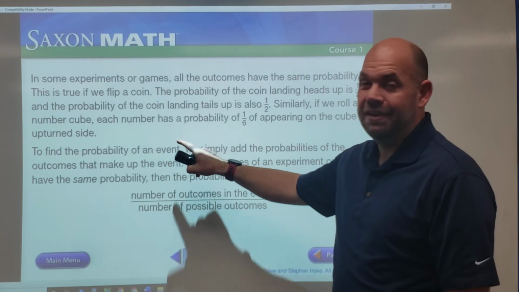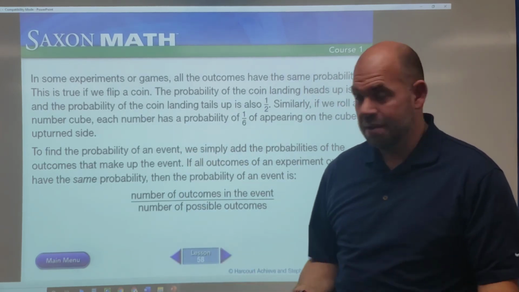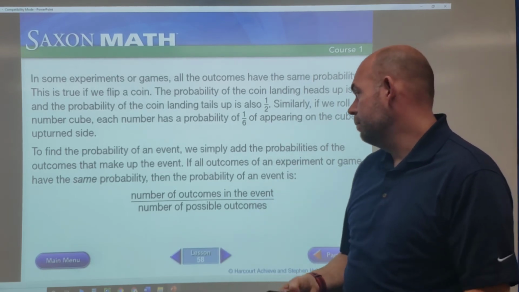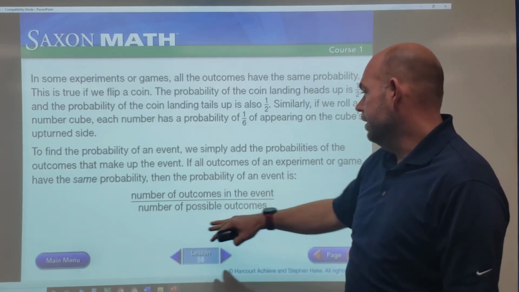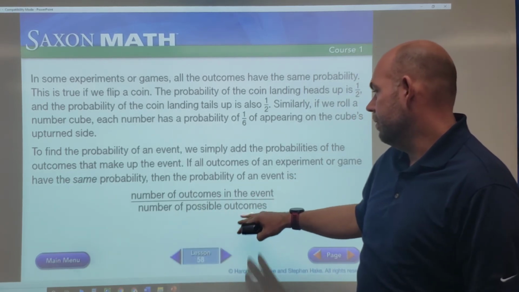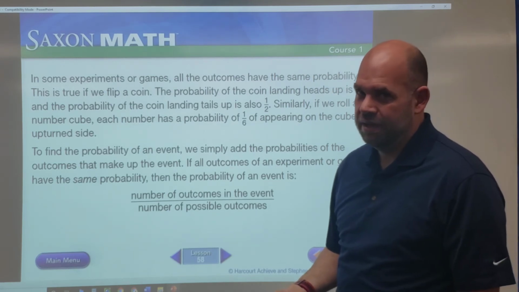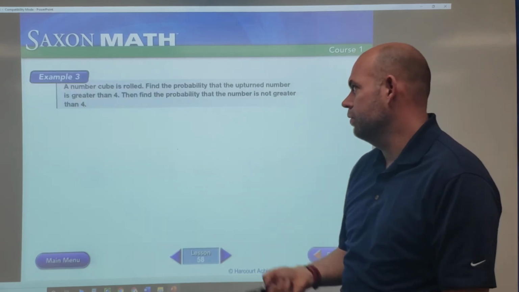To find the probability of an event, we simply add up the probabilities of all the outcomes that make up the event. And if all the outcomes of the event or game have the same probability, then the probability of the event is the number of outcomes divided by the number of possible outcomes. Which seems kind of confusing. Don't worry about it too much. We'll get into some problems that'll make more sense.